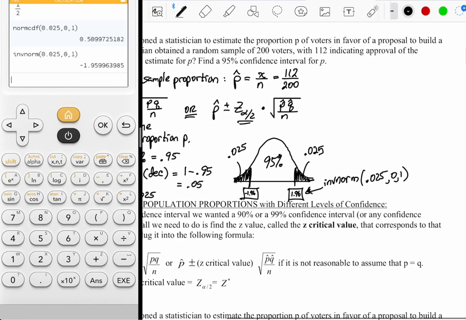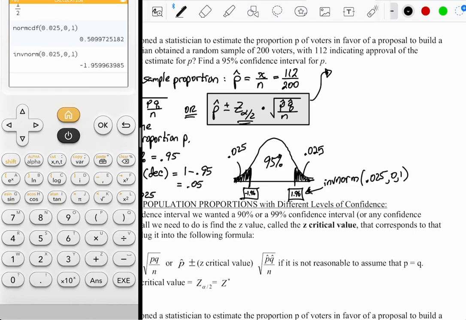All right, so we'll use this formula here because I don't know what the historical approval rate is. It's possible that it's like just a smidge over 0.5 or 0.75. I have no idea, so I can't make a reasonable assumption about the population proportion p. So I'm going to use this variation of the formula.